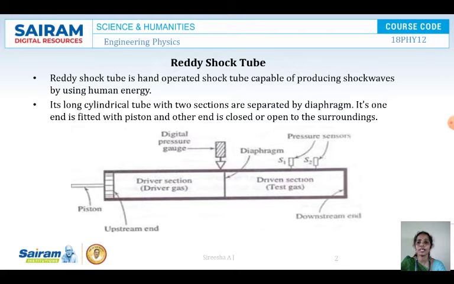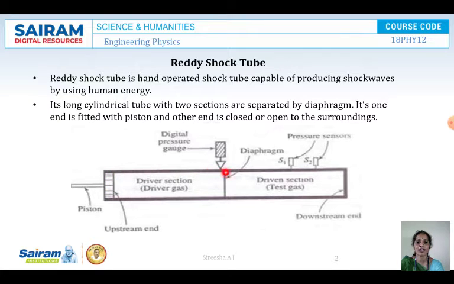So now we see the construction. It is a long cylindrical tube with two sections separated by a diaphragm. One end is fitted with a piston and the other end is closed or open to the surroundings. You can see here it is a Reddy shock tube. It is of 1 meter, and here we have a piston, like a cycle pump. The piston is connected here.